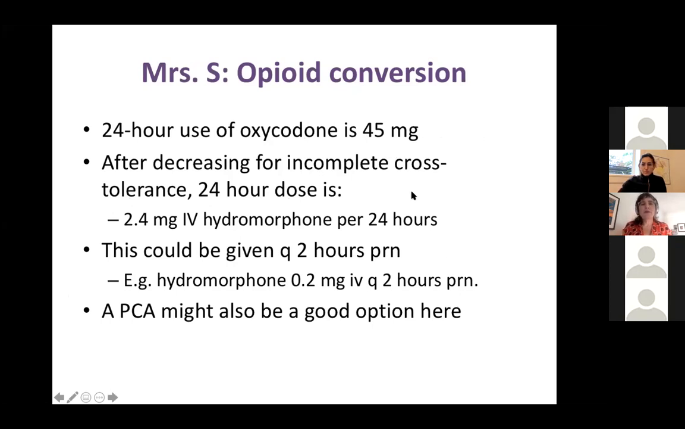Won't belabor the math, but if you were going to do the math on paper, this would be how you would do it, and you would end up with 2.4 milligrams of IV hydromorphone for 24 hours, and you would divide it up usually every 2 hours as needed. A PCA might be a good option here, which I'll talk about in a minute.